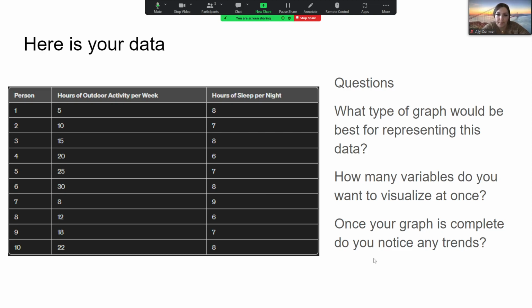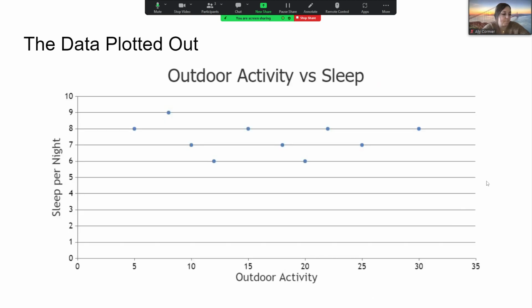And once the graph is complete, do they notice any trends? So, they'd graph this out, x-axis, y-axis, and they would correlate the numbers with one another, and they should end up with something like this. Okay, so hours of sleep per night, they have hours of outdoor activity, and the trend that they're supposed to notice here is that there really isn't one. Just because things seem like they should be correlated to one another doesn't mean that they always are.